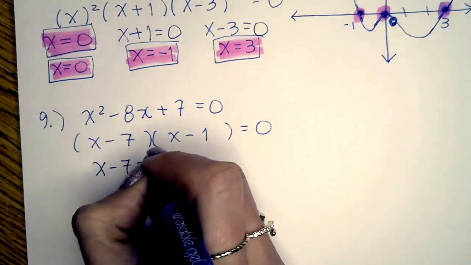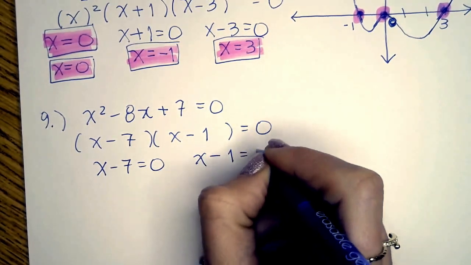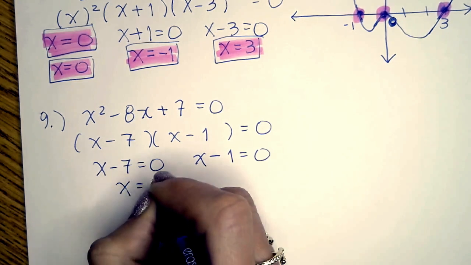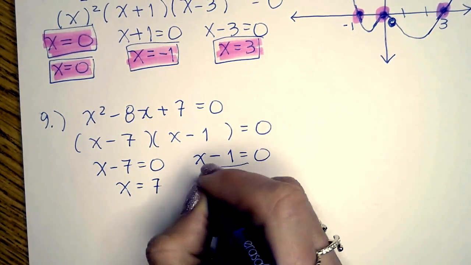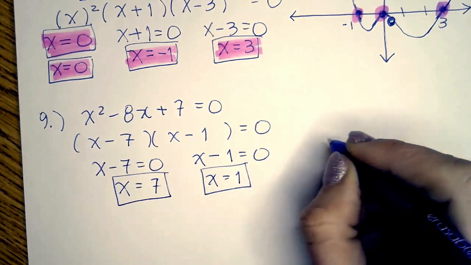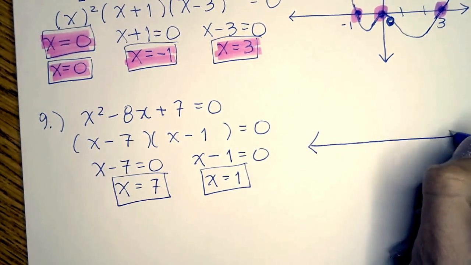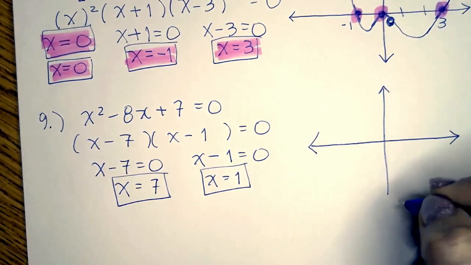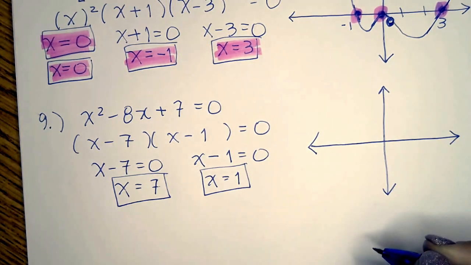X minus 7 equals 0. X minus 1 equals 0. Am I going to get 2 answers? Yeah. X equals? And x equals? Good. So those are my 2 answers. Now guess what? Here's a cheap trick for graphing parabolas. How many of you forget how to graph parabolas all the time? How do you find the vertex? Do you remember? Okay, good.